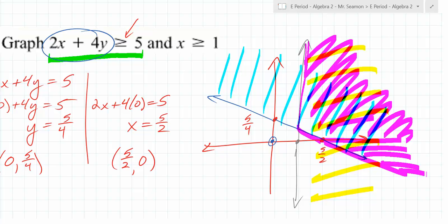Now, when you're shading, don't go totally berserk. I see some people shade dark and then darker and then they burn through the paper. Do it lightly, and then shade your final image. Take your time. Do this neatly, please.